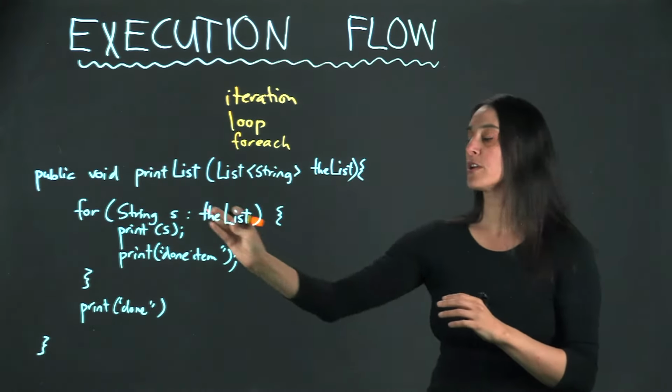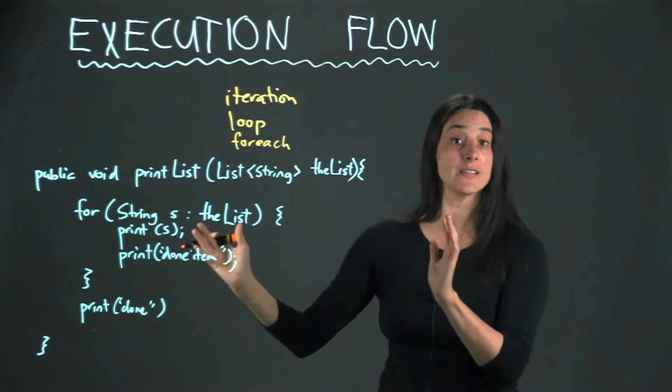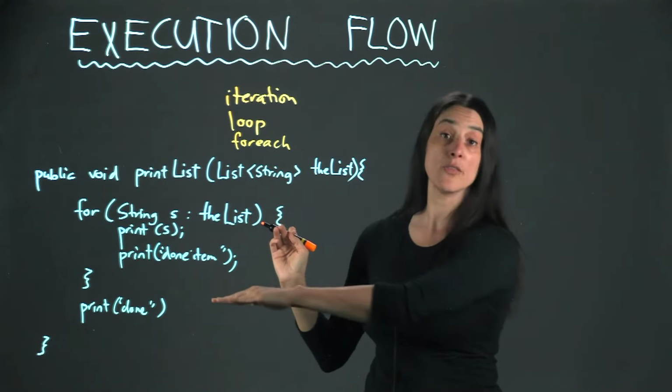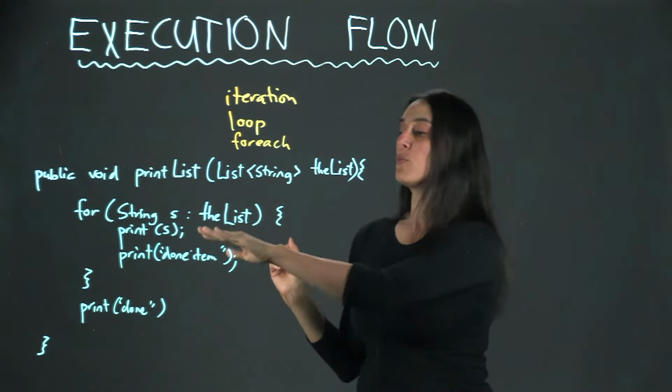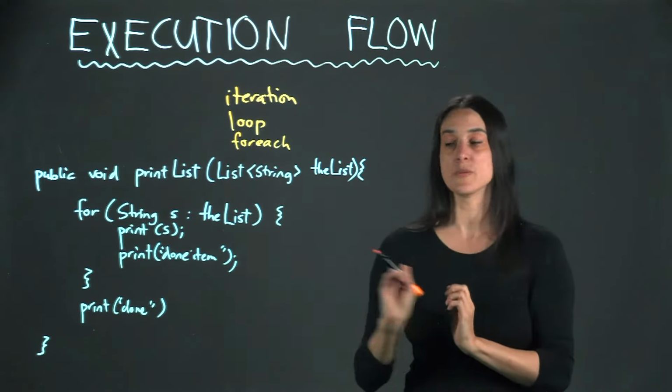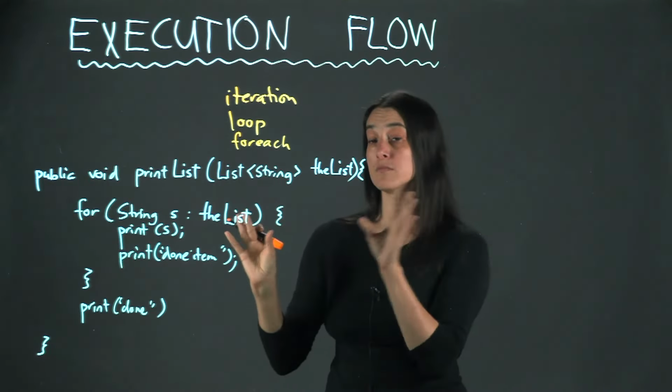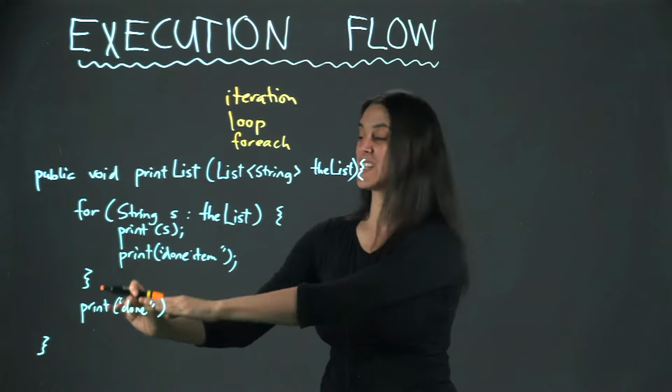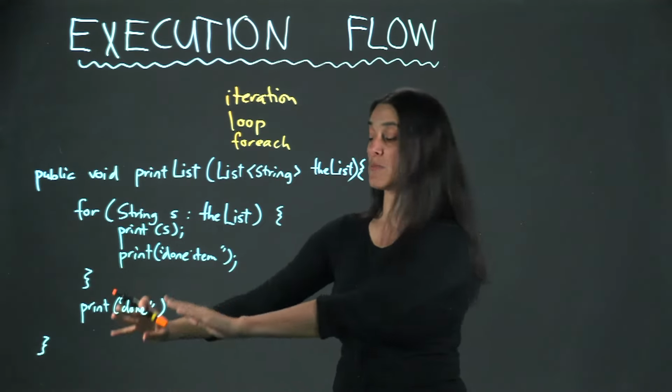That means that for each element of a particular list, we're going to run through the body of the loop. And once we have gone through each of the elements of the list, we will no longer be in the loop. The loop will exit and it'll keep going down the statements in the method.